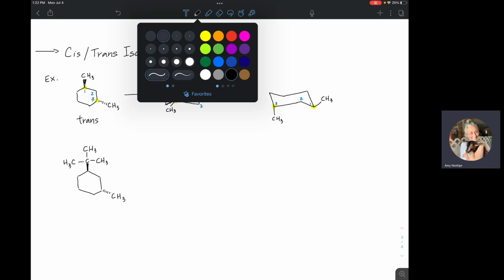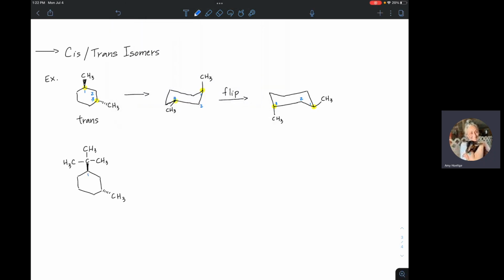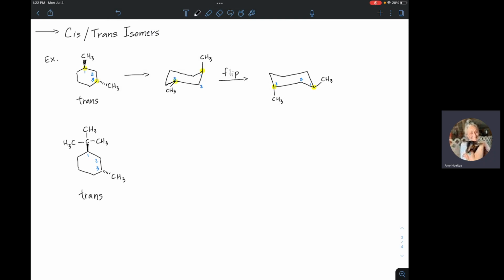So again, I'm going to say 1, 2, 3. These are trans. You can tell just by looking at the two-dimensional structure. I got one group pointing above the ring and the other group is pointing below the ring. The dash and the wedge tells you that. However, if you were to draw out the three-dimensional structure and somebody wanted to know what the minimum energy conformation would be for this molecule, give yourself a chair.